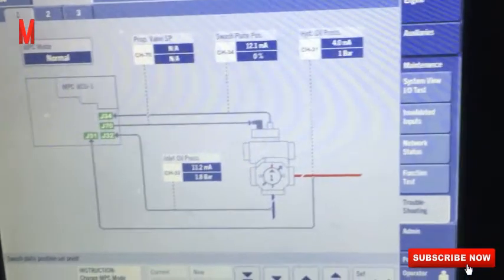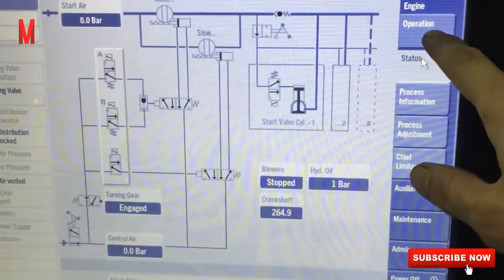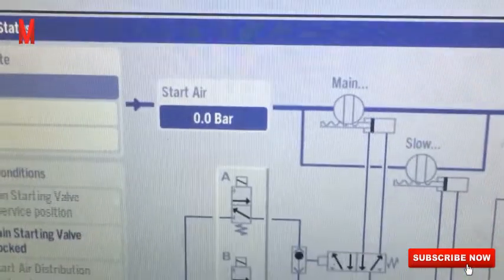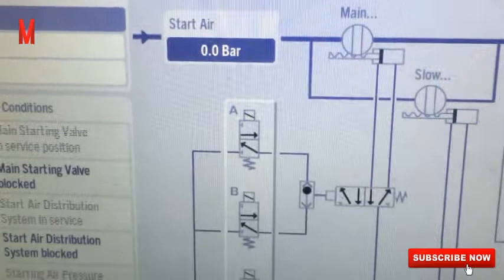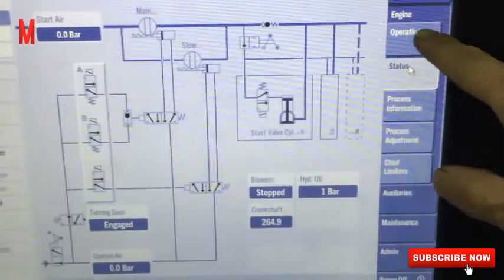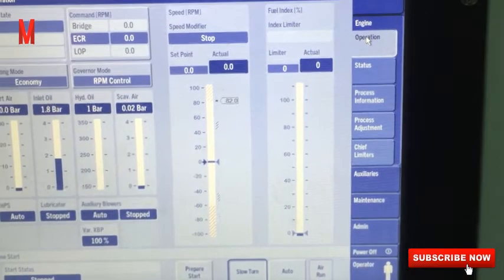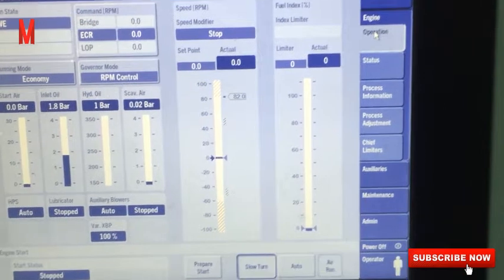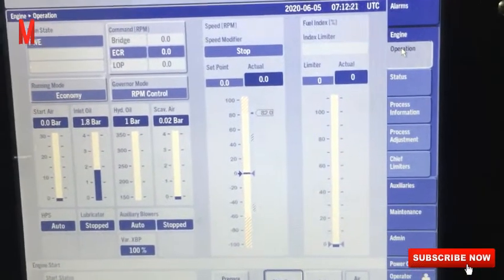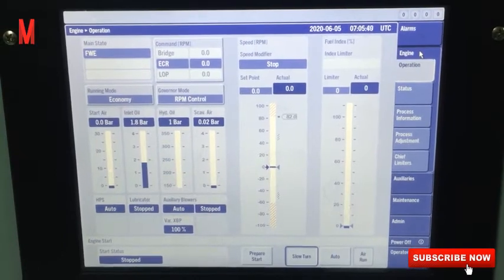This is the hydraulic power supply. And here in the status, as you can see, the start air is 0 bar because the engine is not running. Turning gear is engaged. And this is the operation panel. The operation panel, as you can see, the set point is 0, actual is 0 RPM because the telegraph tells you 0.